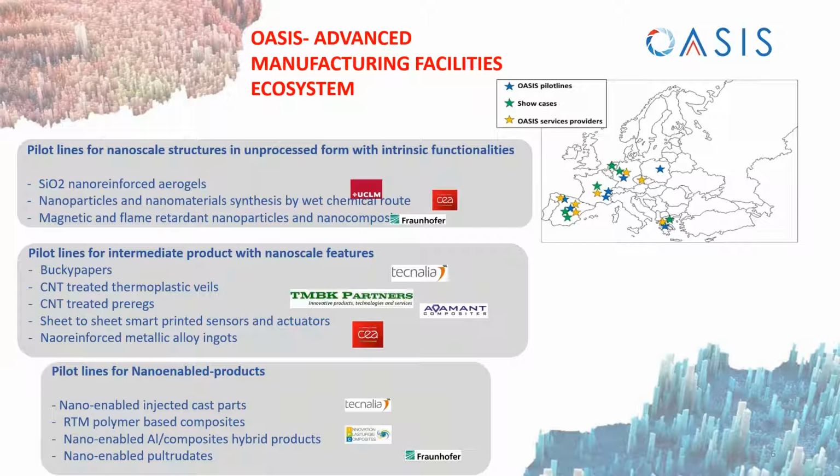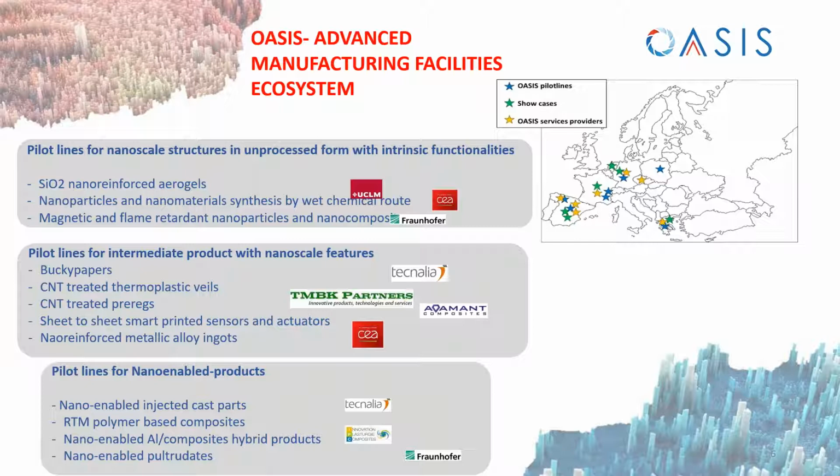is organized in different pilot lines. These pilot lines are situated in 7 countries across Europe, and these pilot lines, which are 12, are gathered in three main global purpose pilot lines. OASIS is developing pilot lines for nanoscale structures in unprocessed form with intrinsic functionalities like aerogels or nanoparticle synthesis by wet chemical routes, or magnetic and flame retardant nanoparticles and nanocomposites.